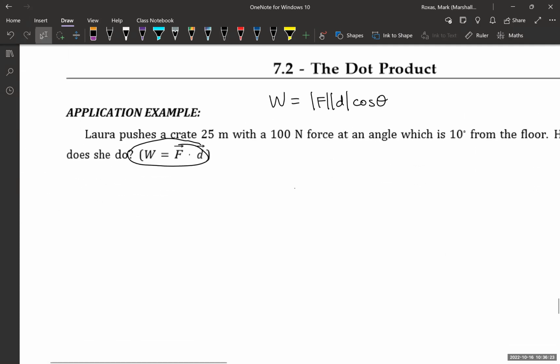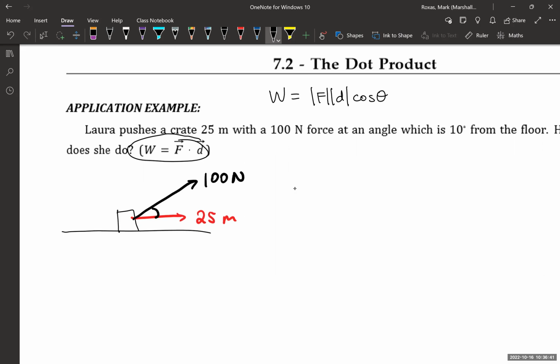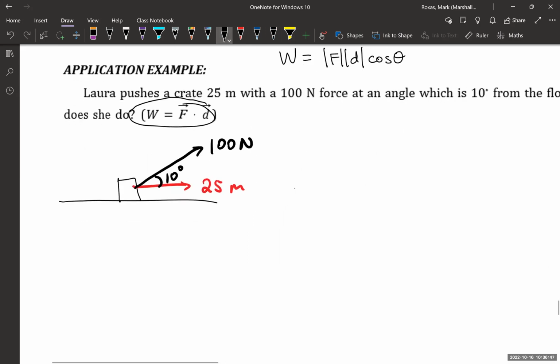So if I have Laura pushing a crate 25 meters with 100 Newton force, I'm going to just draw a crate, and we're pushing this 25 meters along the floor with a force of 100 newtons at an angle of 10 degrees. Okay, so here's the first time we're actually going to put two different vectors with two different units in the same diagram. And because the product is just a scalar, that's okay, right? It's not like we're adding vectors here and they have to be the same units. Here we're doing a dot product, and we can do the dot product of different vectors that have different units.